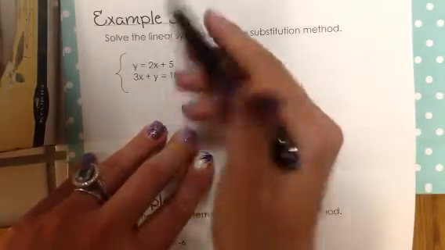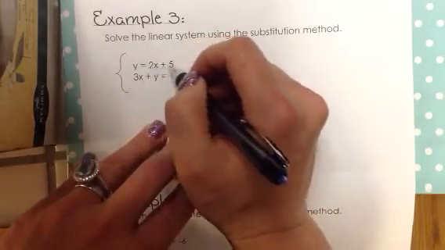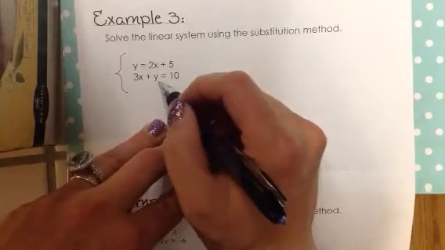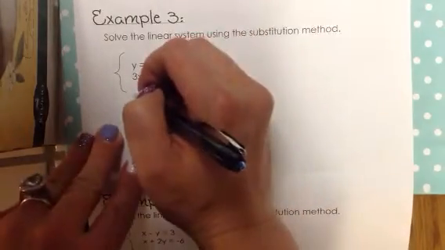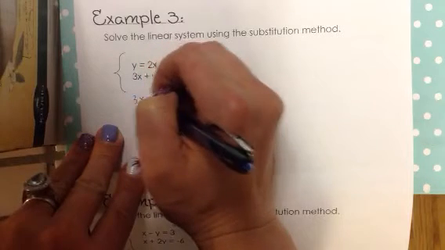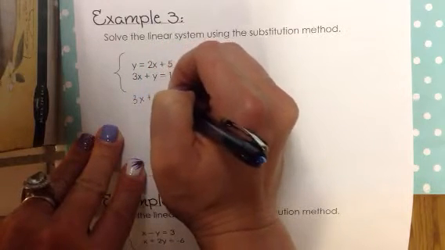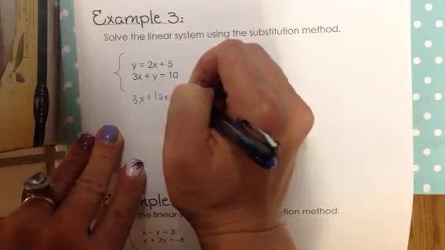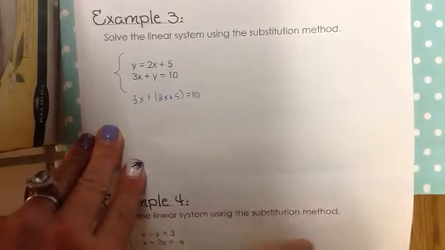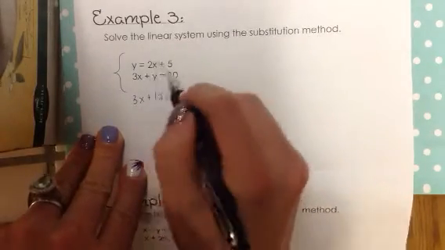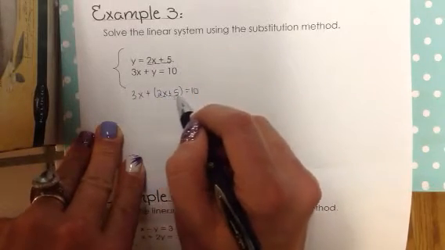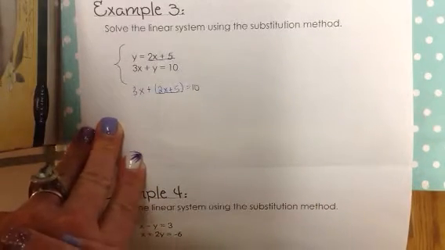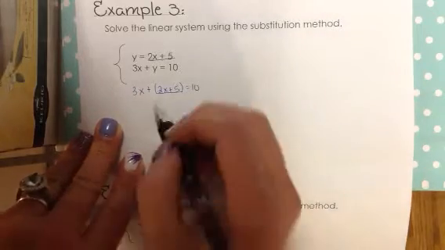What we want to do then is say, okay, if y equals 2x plus 5, I can then change this y to 2x plus 5. And I can rewrite this equation as 3x plus 2x plus 5 equals 10. So all I did was plug in this 2x plus 5 up here into the y right there. And now I just need to combine like terms and solve for x.